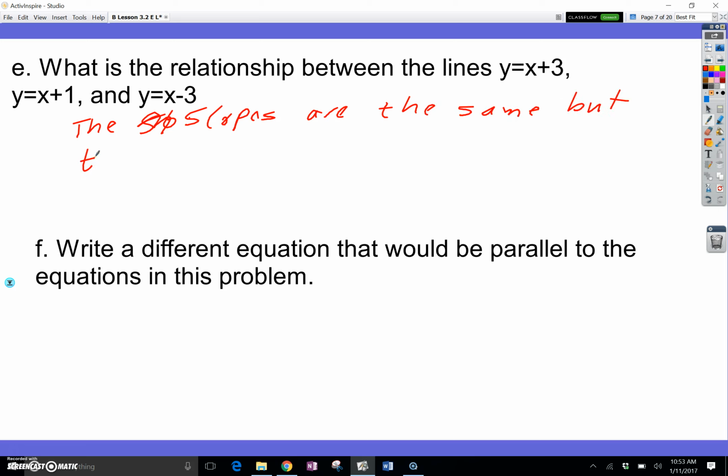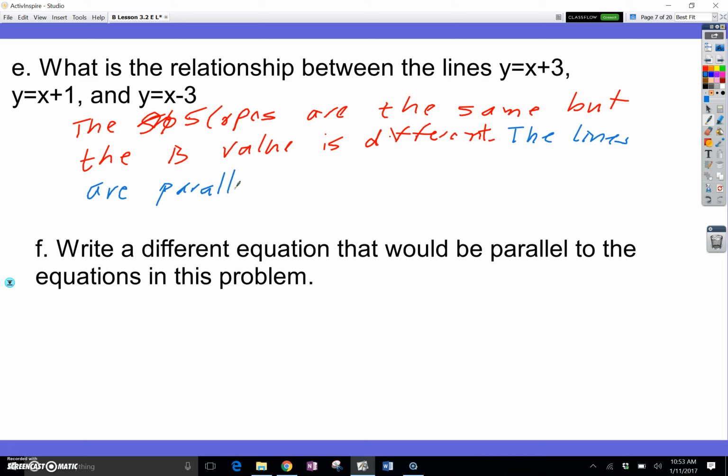But the b value is different. Okay? So in blue it says the lines are parallel. And the y-intercept is different.